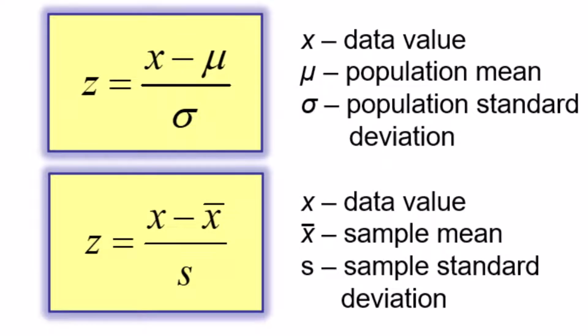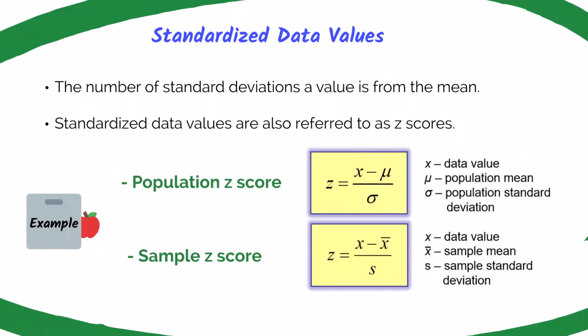So here are our z-score formulas. Again, you're going to notice that the process is similar for the population and a sample. In both formulas, x is the data value that we're working with, and then we're going to subtract the mean from it, and then we're going to divide by our standard deviation. So let's go ahead and walk through an example.